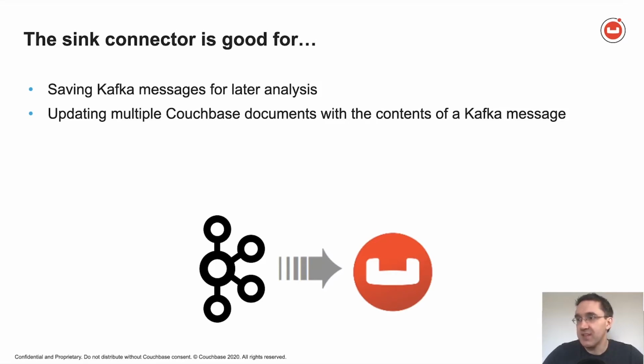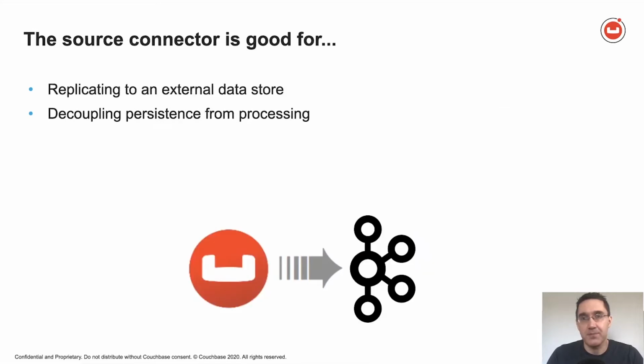Alternatively, the sink can run in a mode where it updates a specific field of one or more Couchbase documents based on the contents of a Kafka record. This is a way to let existing Kafka-aware systems modify Couchbase documents without directly using the Couchbase SDK.